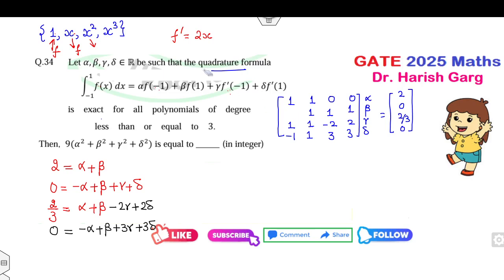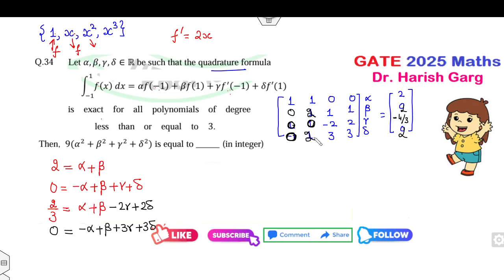So this number will be 0. This number will be R2 plus R1, so this number will be 2. This is 1, this is 1, and this number is 2. R3 minus R1: 0, 0, minus 2, minus 2. And this number will be 2 by 3 minus 2, that is minus 4 over 3. R4 plus R1: 0, 2, 3, 3, and it is 2.